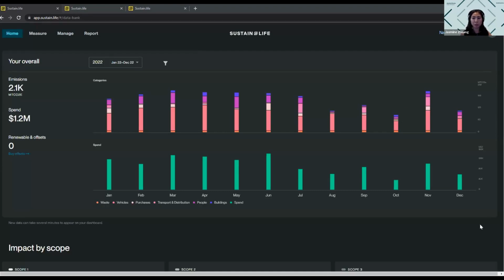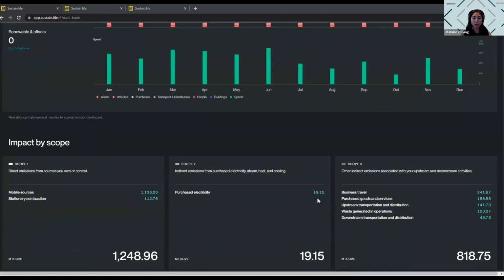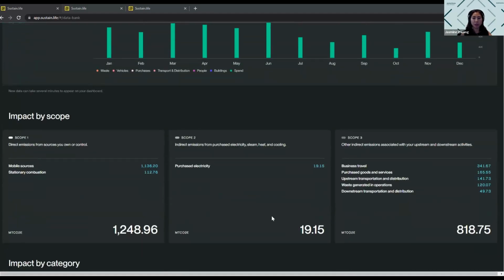So this is our overall measure dashboard. At a high level, we take your business activities across a variety of categories and translate those into emissions so that you can calculate your overall organizational carbon footprint. What we also do is allocate those emissions to scope 1, 2, and 3 emissions, as well as the corresponding greenhouse gas protocol category, which you'll see listed here under each of the cards. And so in this specific case, we'll be talking about waste generated in operations here, which falls under scope 3.